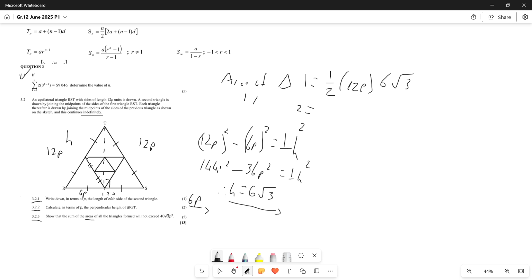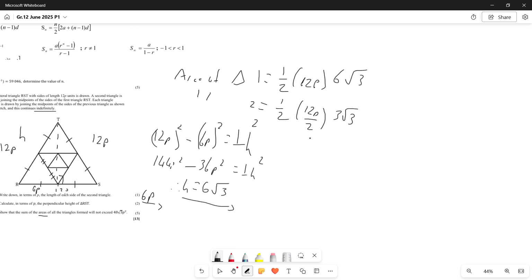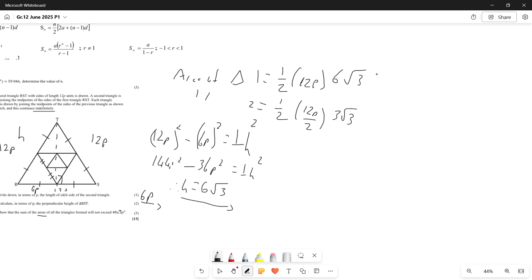But a reminder that everything is a midpoint of the previous thing, which means these are going to end up being halves of each other, which means we have a half times 12p divided by 2. And then this becomes 3 root 3, because we divide the 6 by 2. So remember, we only need an A and an R. So at this stage, we have our A value. We can just simplify it, calculate it. So we are going to solve that and simplify it as far as we can. And then we are going to plug in our A value, plug in our R value, and then compare it to our S of infinity.